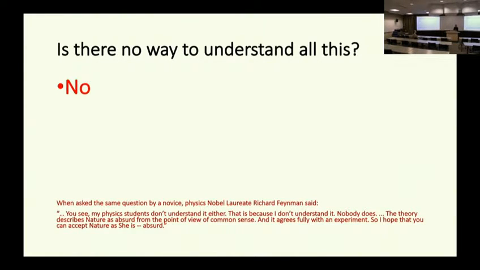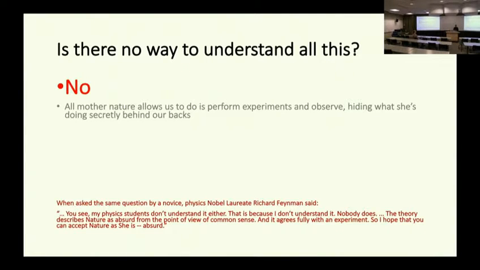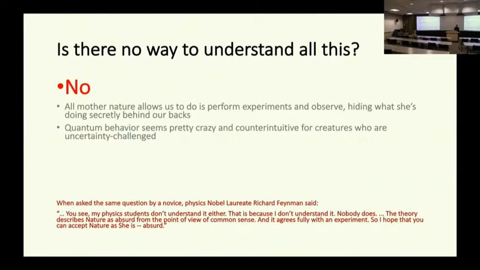Interestingly, Richard Feynman, the great physicist, when he was teaching, someone asked him the same question. And he said, well, my students don't understand it because I don't understand it. No one understands it. So basically, let's just accept that nature is absurd, because experiments show that these things actually exist. Let's accept nature as she is, absurd. She allows us to do experiments and observe, but she hides what's actually going on in the back.